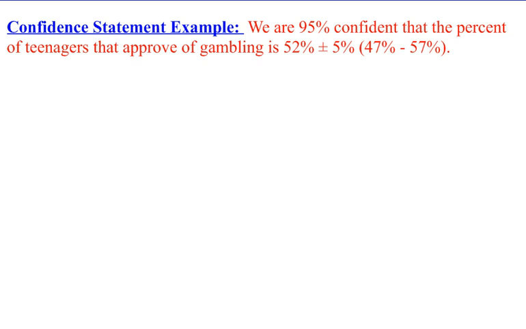So, confidence statement examples. We are 95% confident that the percent of teenagers that approve of gambling is 52% plus or minus 5%. So that's in the range of 47 to 57%. We are 95% confident that the percent of teenagers that approve of gambling, so apparently my population was teenagers, right? That was my question I asked them, and I gave you what I found. So that's a confidence statement.